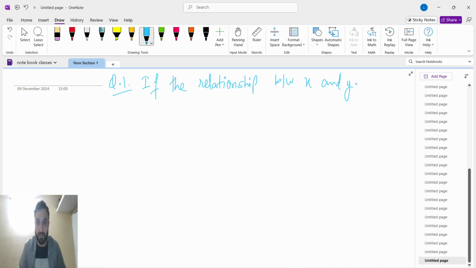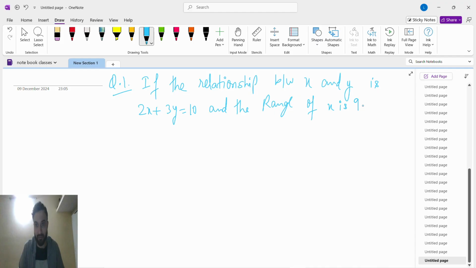Okay, if the relationship between x and y is 2x plus 3y equals 10, and the range of x is 9, find the range of y.